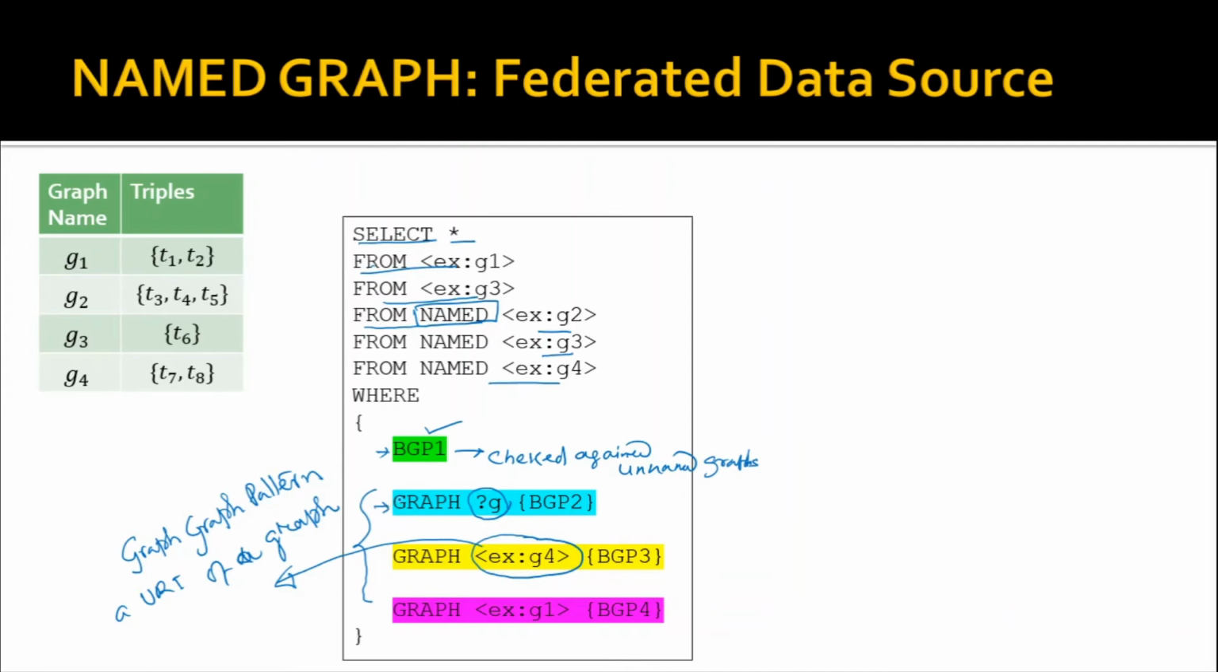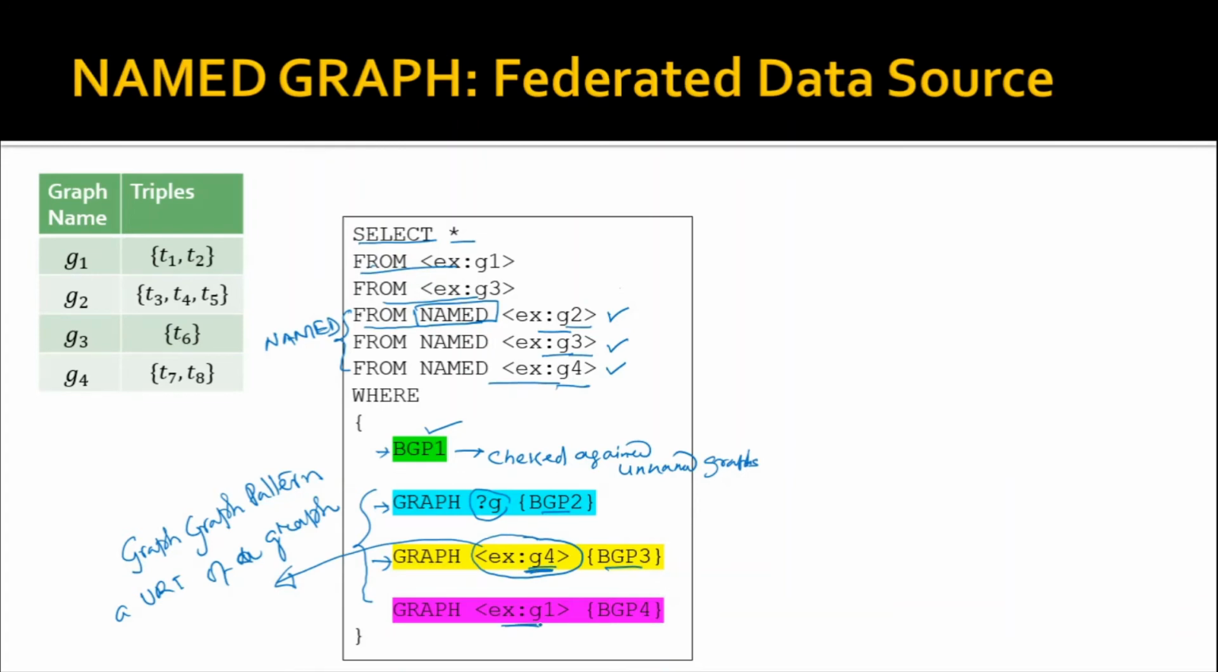Now coming to the next pattern, where you have graph followed by a variable. Whenever we start a pattern with graph, it will always look for the graphs that come under the named category. So this G will be instantiated with G2, G3 and G4, and BGP2 will be checked against G2, G3 and G4. Now look at the third pattern. Here we are explicitly saying that we want to query from G4, so BGP3 will be checked against G4.